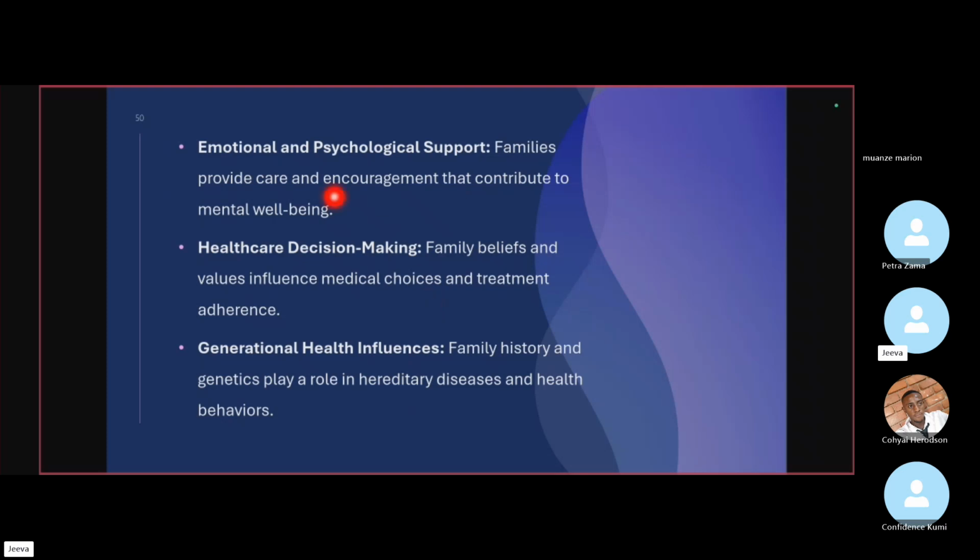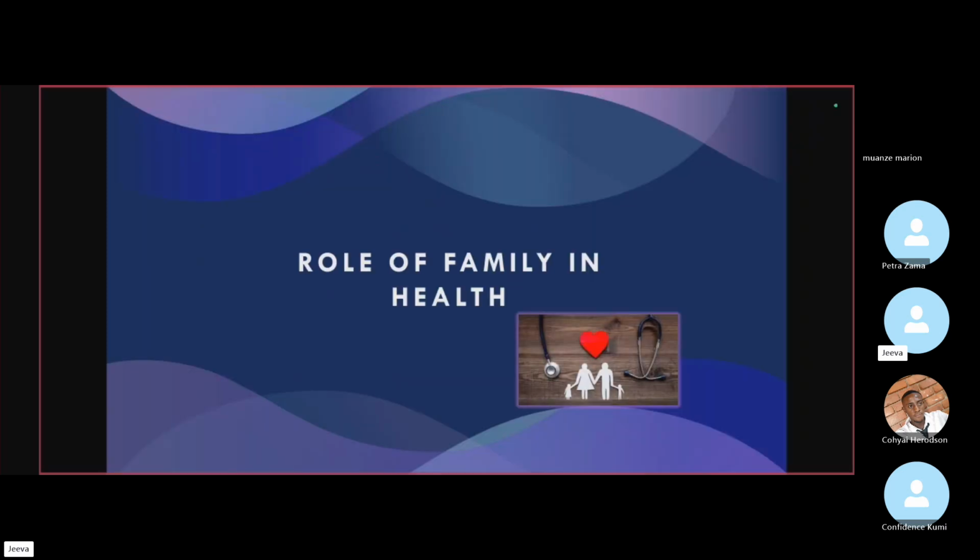Clear? One thing, the family provides care and encouragement, which contributes to the mental well-being of the individual. Second, the family helps in making decisions about medical treatment. Third, familial or genetic history also has a role in health. So that is how the family has a role in health.